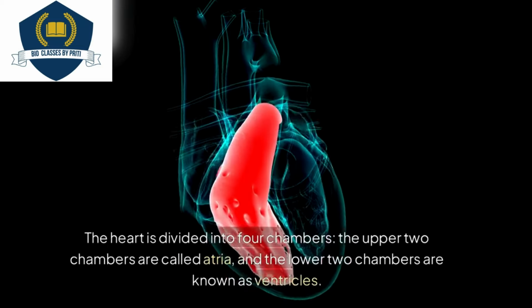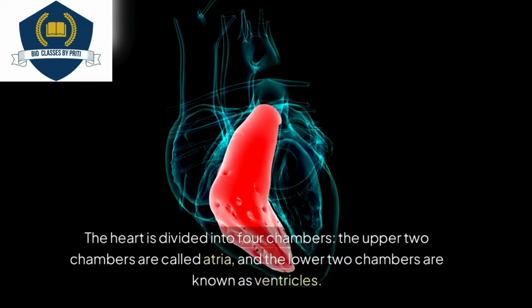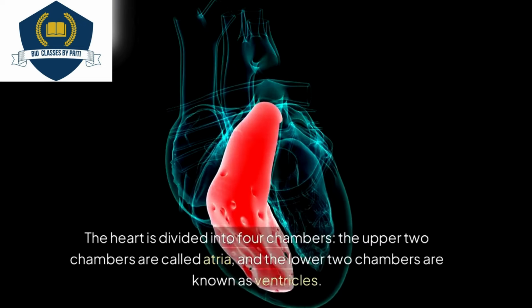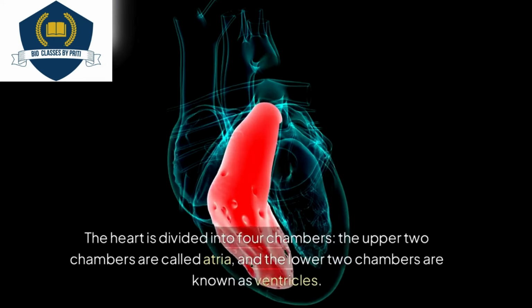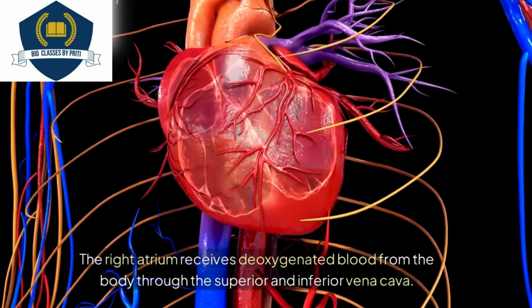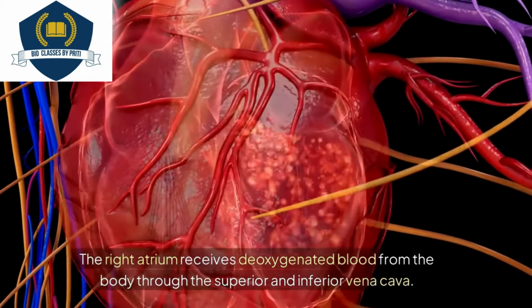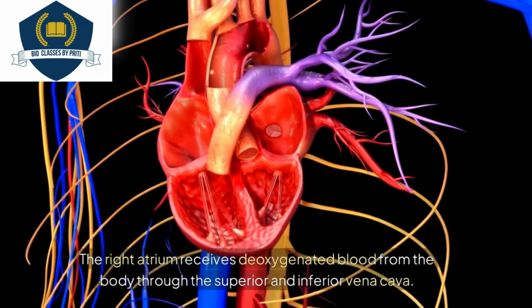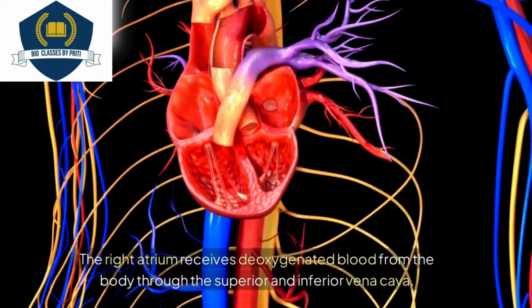The heart is divided into four chambers. The upper two chambers are called atria and the lower two chambers are known as ventricles. The right atrium receives deoxygenated blood from the body through the superior and inferior vena cava.